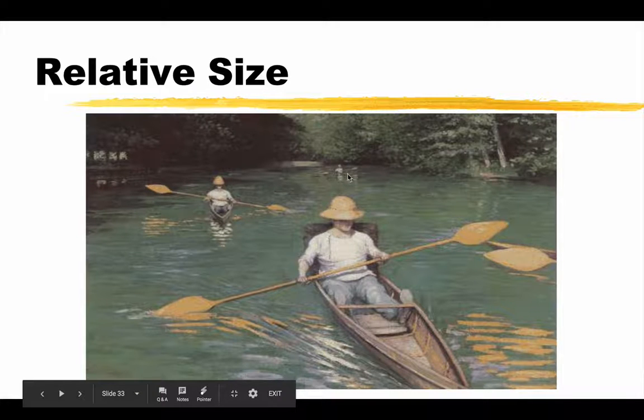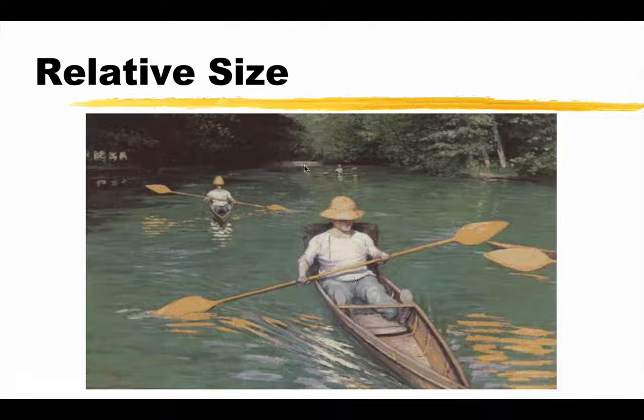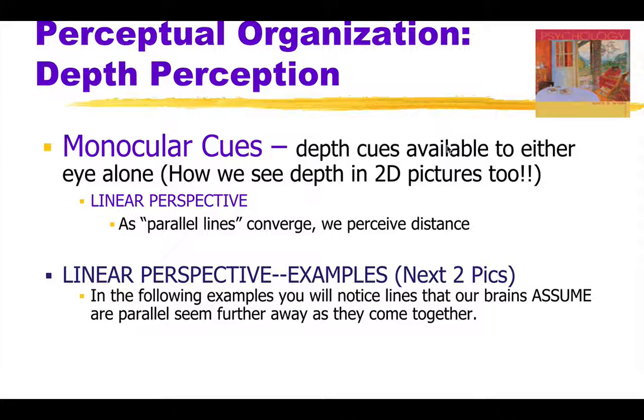Relative height or horizon. The lower on the horizon, if this is the horizon up here, the lower on the horizon, the closer things are to you. So you can see all these depth cues in any one given picture.